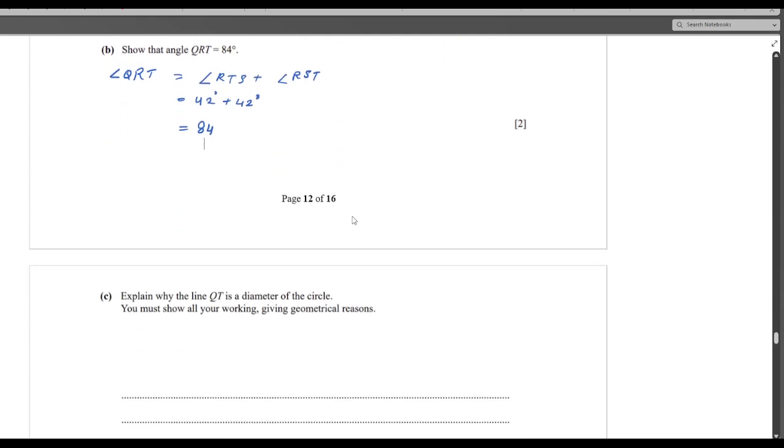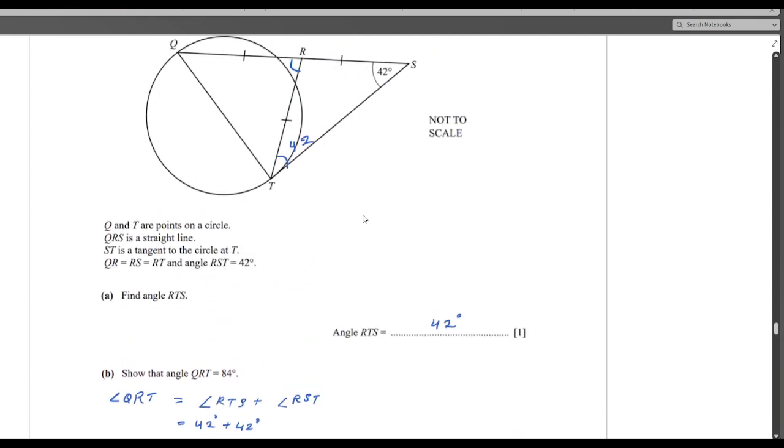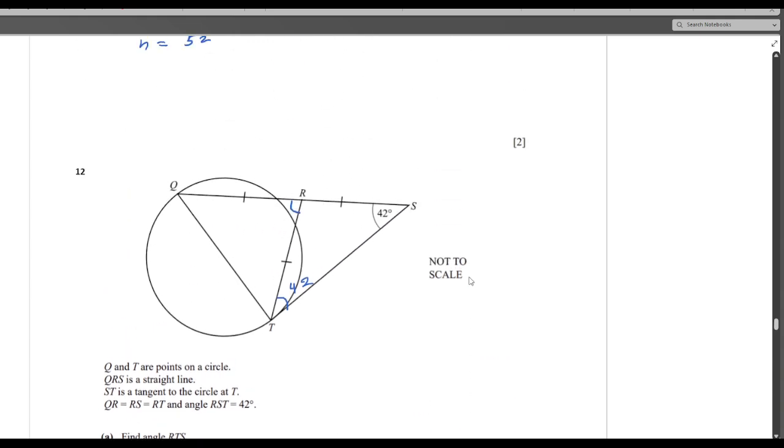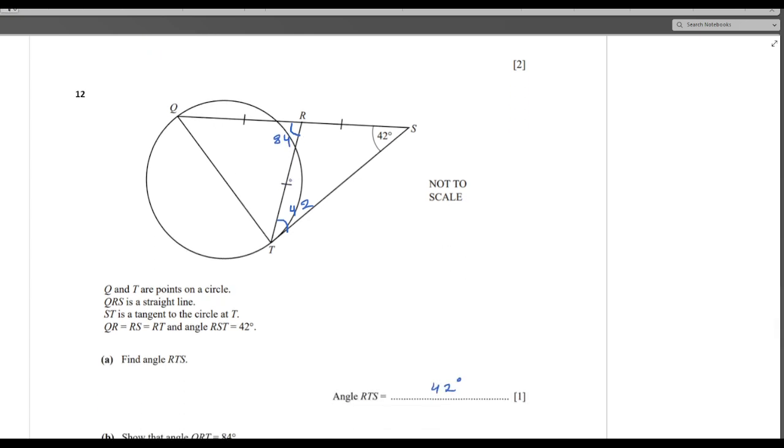Explain why QT is a diameter of the circle. You must show all your working giving geometrical reasons. Okay, so your QT is your diameter. Now for QT to be a diameter, first here this angle is 84. Now these two sides are equal, that means this angle and this angle are going to be equal. Okay, so angle Q is equal to angle T.